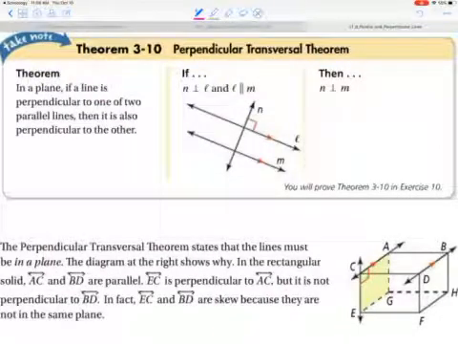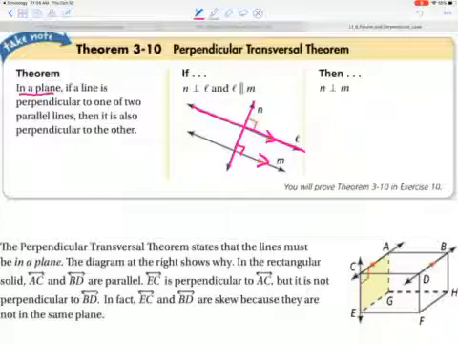We have a perpendicular transversal theorem. It says in a plane, if a line is perpendicular to one of two parallel lines, then it's going to be perpendicular to the other as long as we are working in the same plane. Pause the movie, add that to your handbook, press play when you are finished.